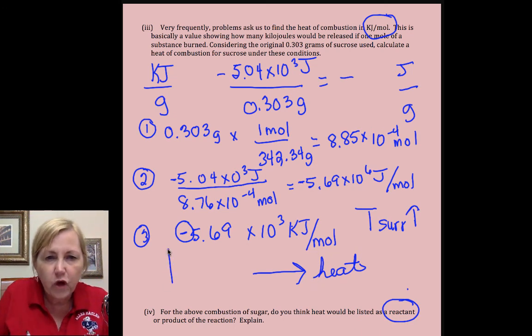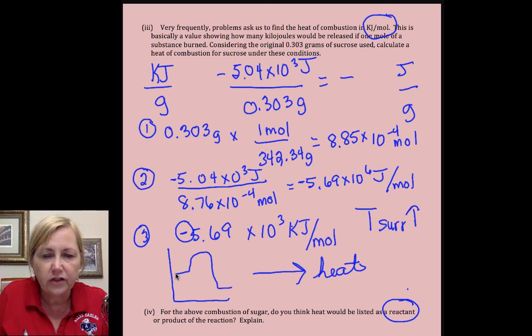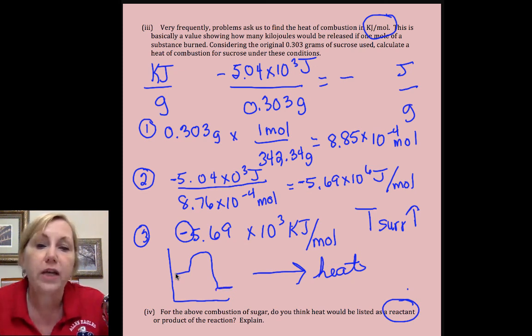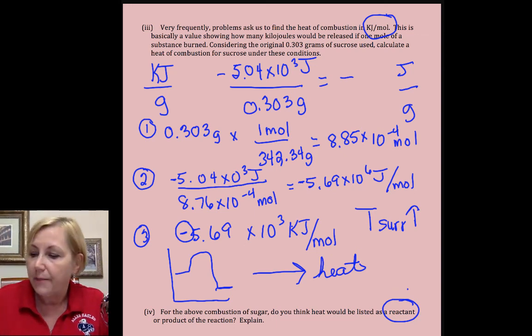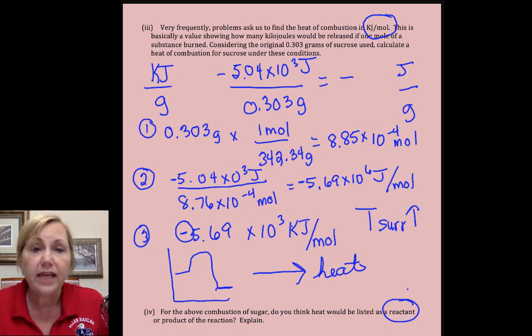And if we were to draw a potential energy curve, our reactants would be at higher potential energy than our products would. And it would be exothermic. So all those variety of ways of communicating. So we want to do another couple problems, and we'll do that in the next video.